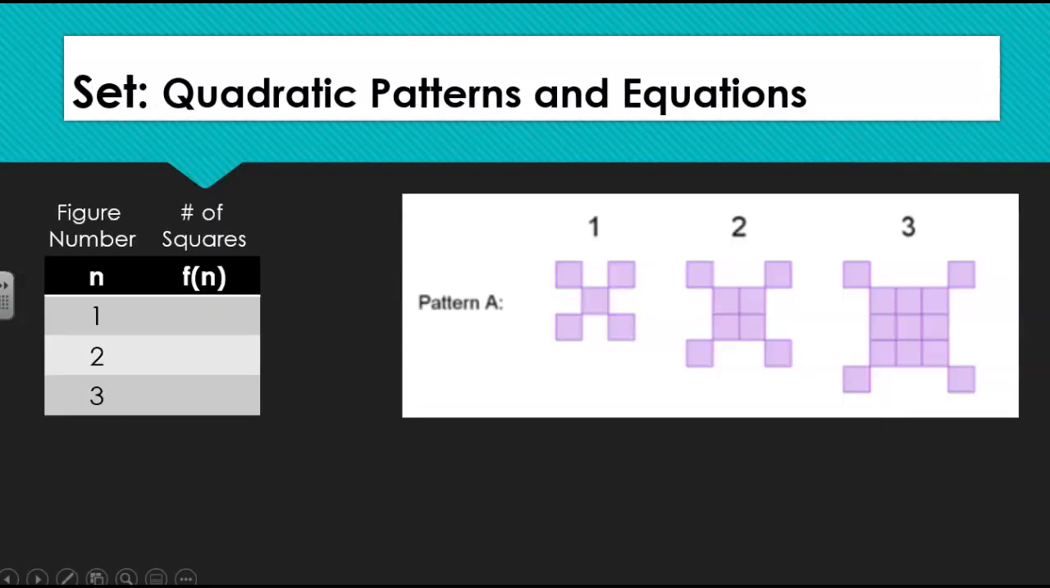In the Set portion of our homework, we're being asked to match the three patterns with their equations in explicit form. I can see that in the first figure of this pattern, there are 5 squares. In the second figure, there are 8 squares. And in the third figure, there are 13 squares.